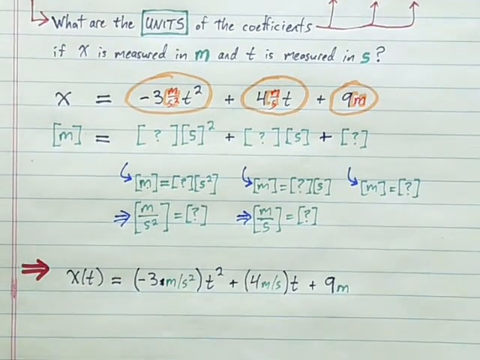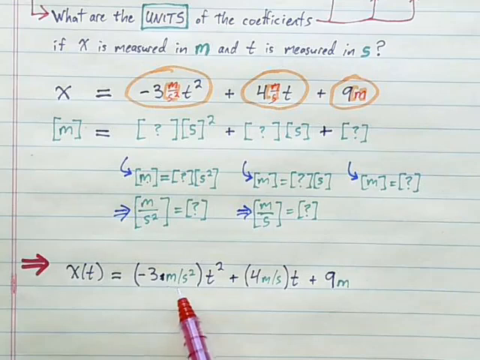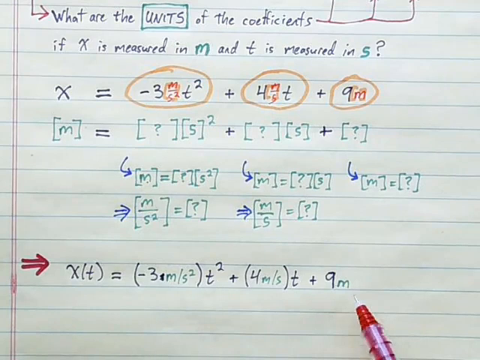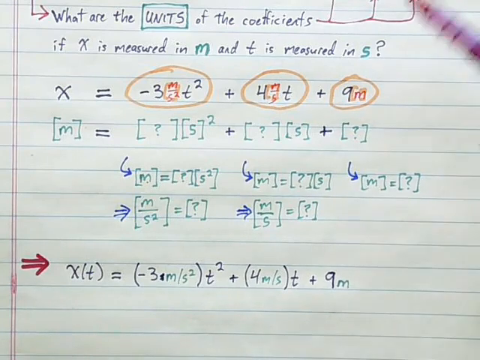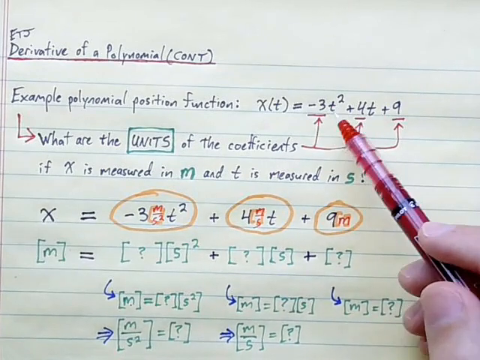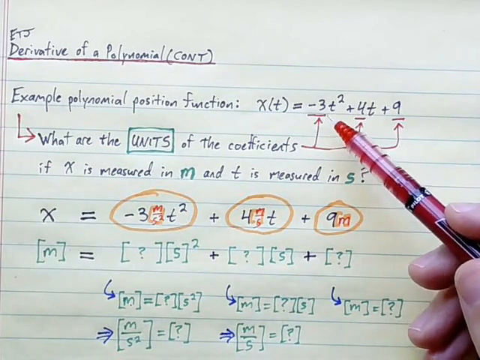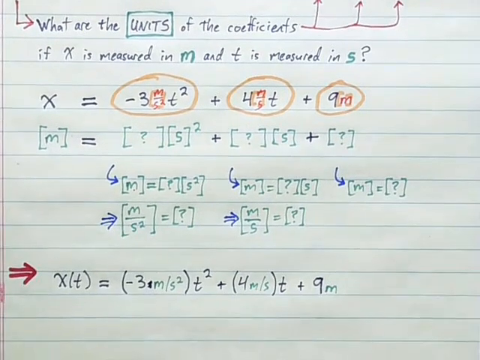Let's rewrite all that to show that there were hidden units in our equation. This actually was x of t equals -3 meters per second squared times the time squared, plus 4 meters per second times the time, plus 9 meters. The coefficients have units on them. That's a general feature of the physics equations we'll be dealing with. Numbers that show up in our equations typically have units. And normally we don't write the units in just to save time and writing, but they are there. And it's important to be able to figure out what those units are under certain circumstances.